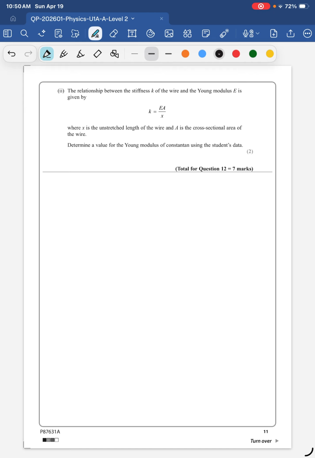We now need to solve for part 2. The relationship between the stiffness K of the wire and the Young modulus E is given by K equals E times the cross-sectional area over x, where x is the unstretched length of the wire and A is the cross-sectional area of the wire. Determine a value for the Young modulus of constantan using the student's data. We found the stiffness, so we can just plug numbers in. So let's first solve for the Young modulus. This is going to be K times the length over the cross-sectional area.